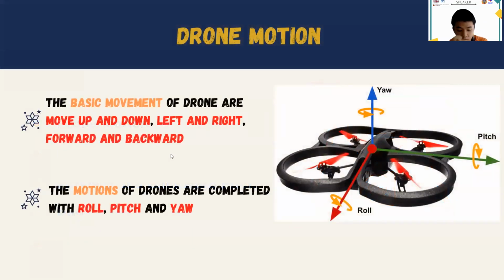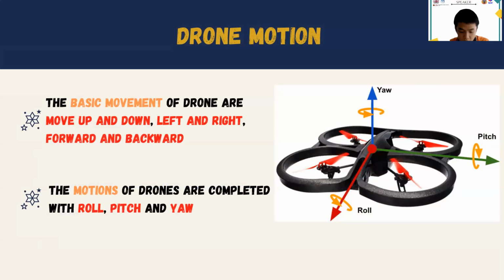Okay, so the basic movement of the drone is very simple actually. Which are to move up and down, left and right, forward and backward. That's all. On the other hand, the motion of the drones is completed with roll, pitch, and yaw.